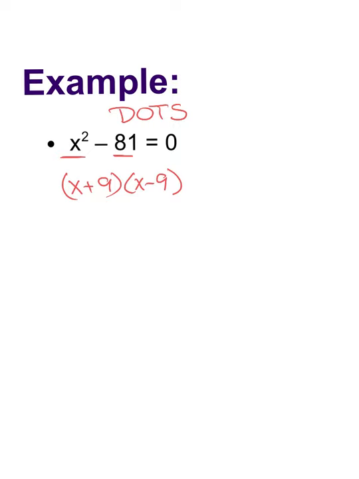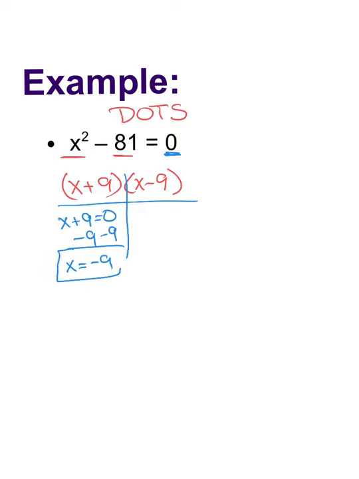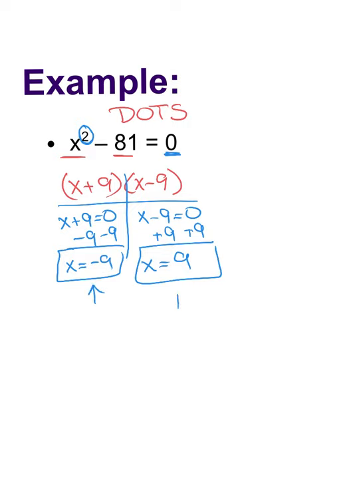Once I've factored, since it says equals 0, I'm going to t-chart it. Over here, I write x plus 9 equals 0. I'm going to solve this side. I get x equals negative 9. And then over here, when I solve this side, I'm going to add 9, and I get x equals positive 9. A little trick here: since this is a squared term, you should get 2 answers. And that's all we have to do.